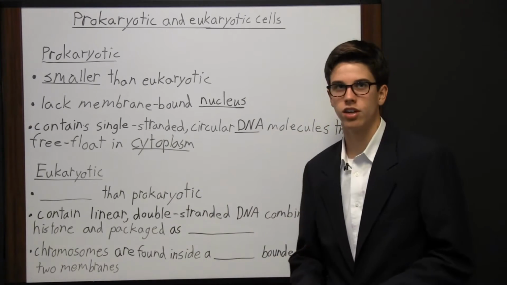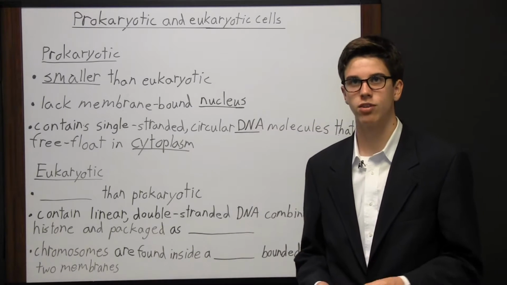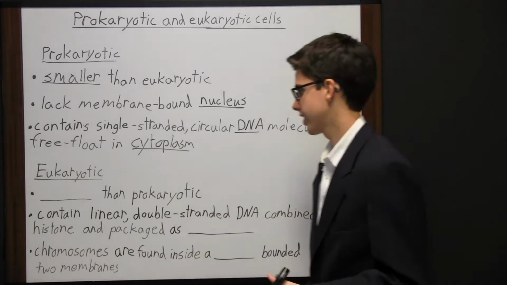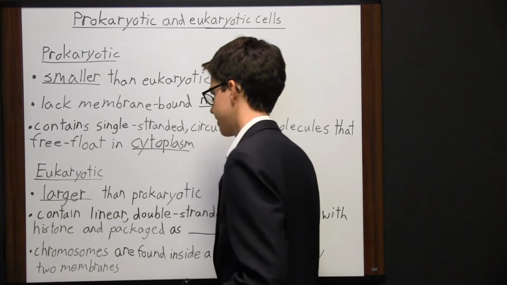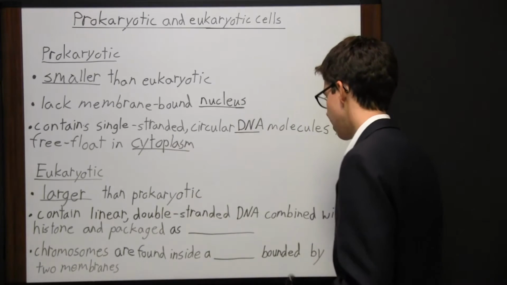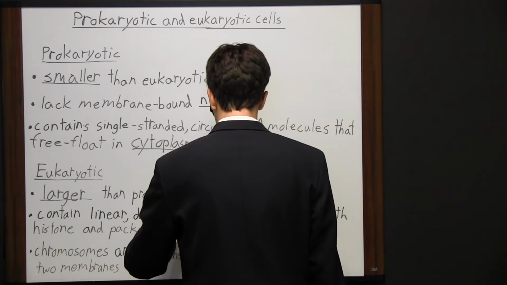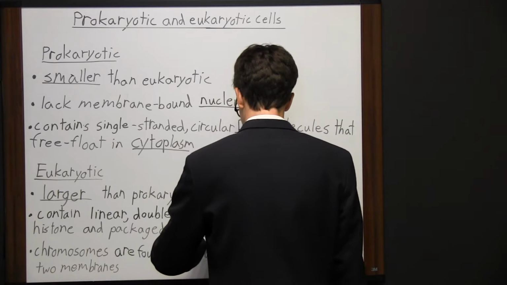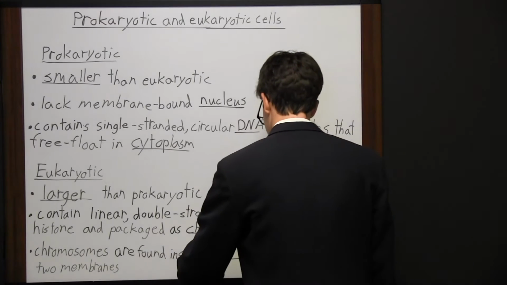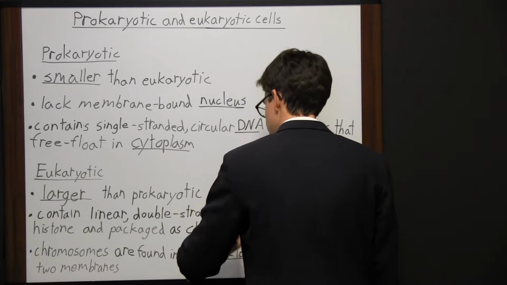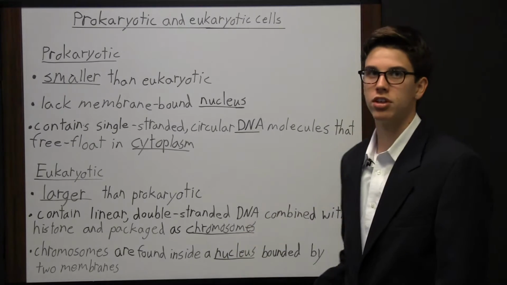So some different organelles that are in prokaryotic cells are ribosomes, centrioles, often one or more flagella, and cytoskeleton elements. Then we have eukaryotic cells, and so these are going to be obviously larger than prokaryotic cells. And these contain linear, double-stranded DNA combined with histone and packaged as chromosomes. And then the chromosomes are found inside a nucleus bounded by two membranes. So notice here, the eukaryotic cells do have a membrane-bound nucleus.